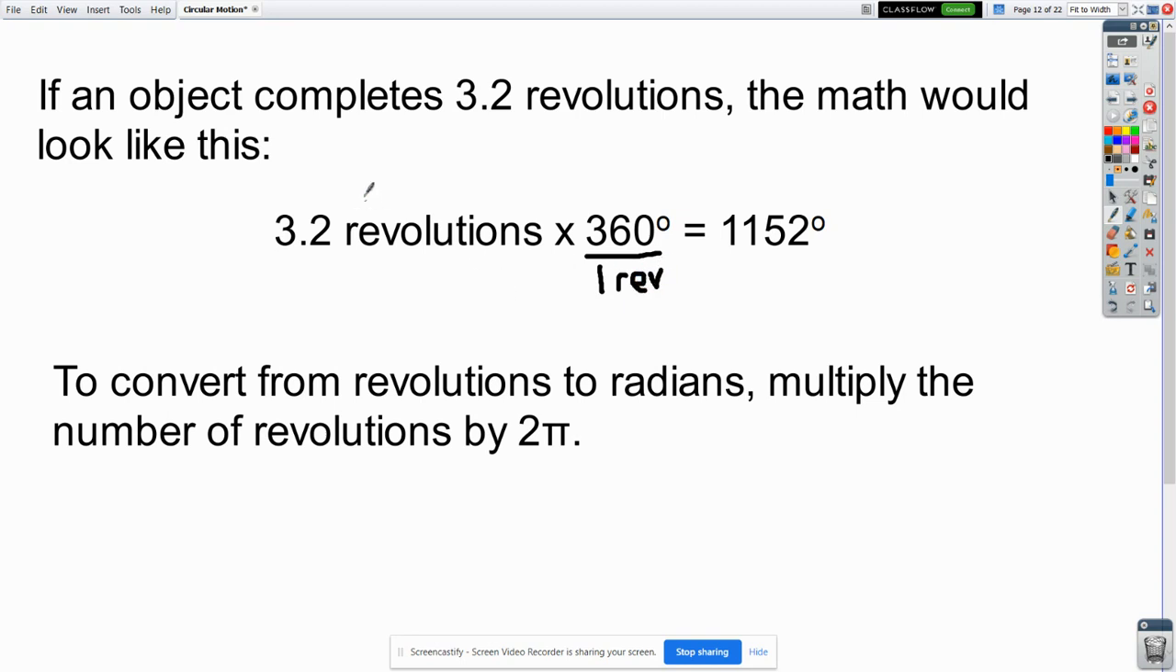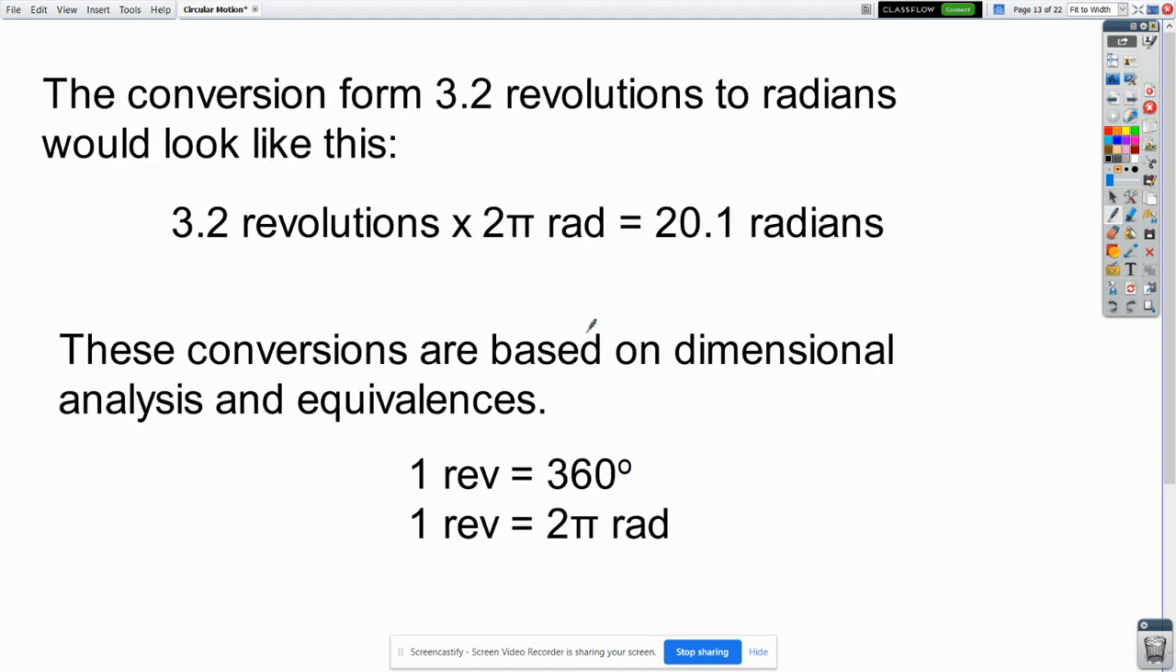So what we're really doing here is taking our given measurement, our 3.2 revolutions, times 360 degrees over 1 revolution, setting up that equivalence as a fraction that will cancel out the given unit, giving us the unit that we want, the degrees.